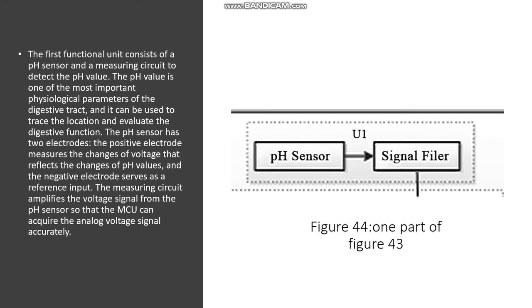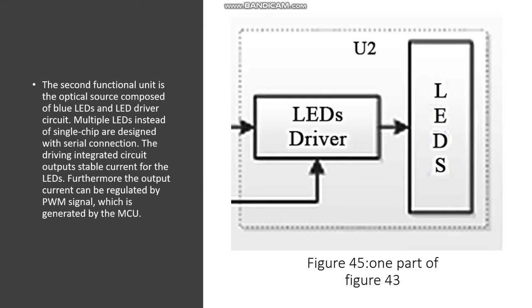The pH value is one of the most important physiological parameters of the digestive tract. The pH sensor has two electrodes. The positive electrode measures the change of voltage and the negative electrode serves as a reference input. The second functional unit is the optical source composed of blue LEDs and LED driver circuit. Multiple LEDs instead of single chips are designed with serial connection.